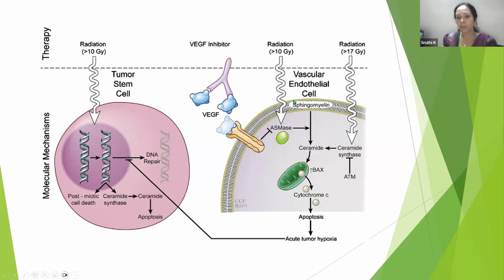The other part we see is the vascular endothelial cells. These vascular endothelial cells always have something called sphingomyelin. So when radiation doses, especially hypofractionated radiation doses, are given, this sphingomyelin gets converted into ceramide. And this ceramide, again being a pro-apoptotic molecule, continues the pathway of apoptosis, leading to tumor cell death. So this is the basic mechanism when we talk about how radiation contributes to cell death.